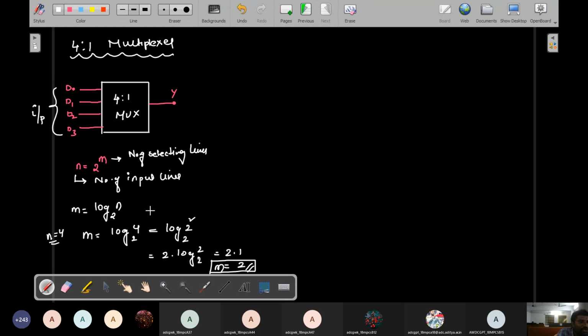If you consider 4 input terminals, you will give 2 selecting lines to this multiplexer. These are the selecting lines: this is selecting line 1 and this is selecting line 2, called S0 and S1. And we have another terminal called enable. Enable is always in high condition. Understand? A very important note point is take enable is always high.